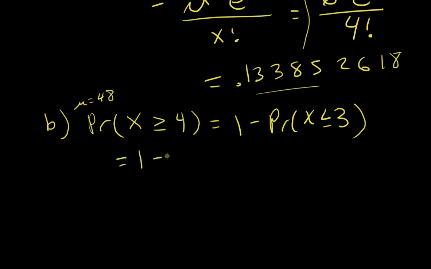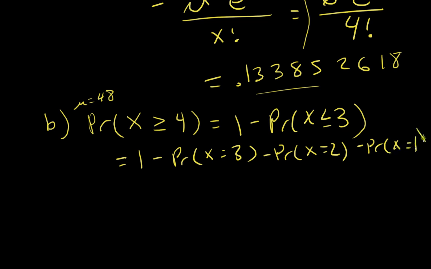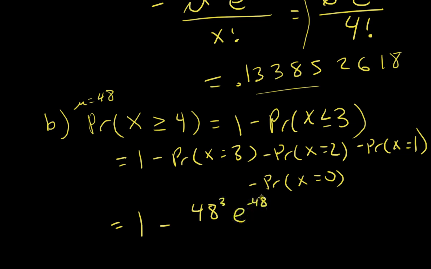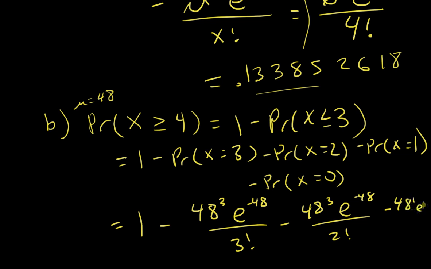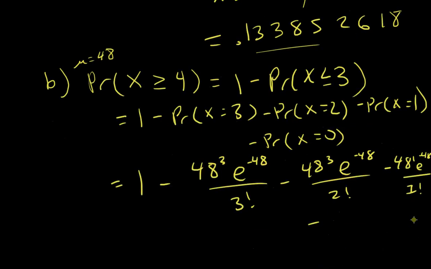So then we would need 1 minus the probability x equals 3, minus the probability x equals 2, minus the probability x equals 1, and minus the probability that x equals 0, okay? So now I would need to use my formula 4 different times, and I need to solve this. So 1 minus 48 to the third power e to the negative 48 divided by 3 factorial. Okay, and I'll leave this for you guys to solve. If you have any questions about solving it, you can post that on the discussion board, or if you just want to check that you have the right answer, also very happy to check that for you on the discussion board.